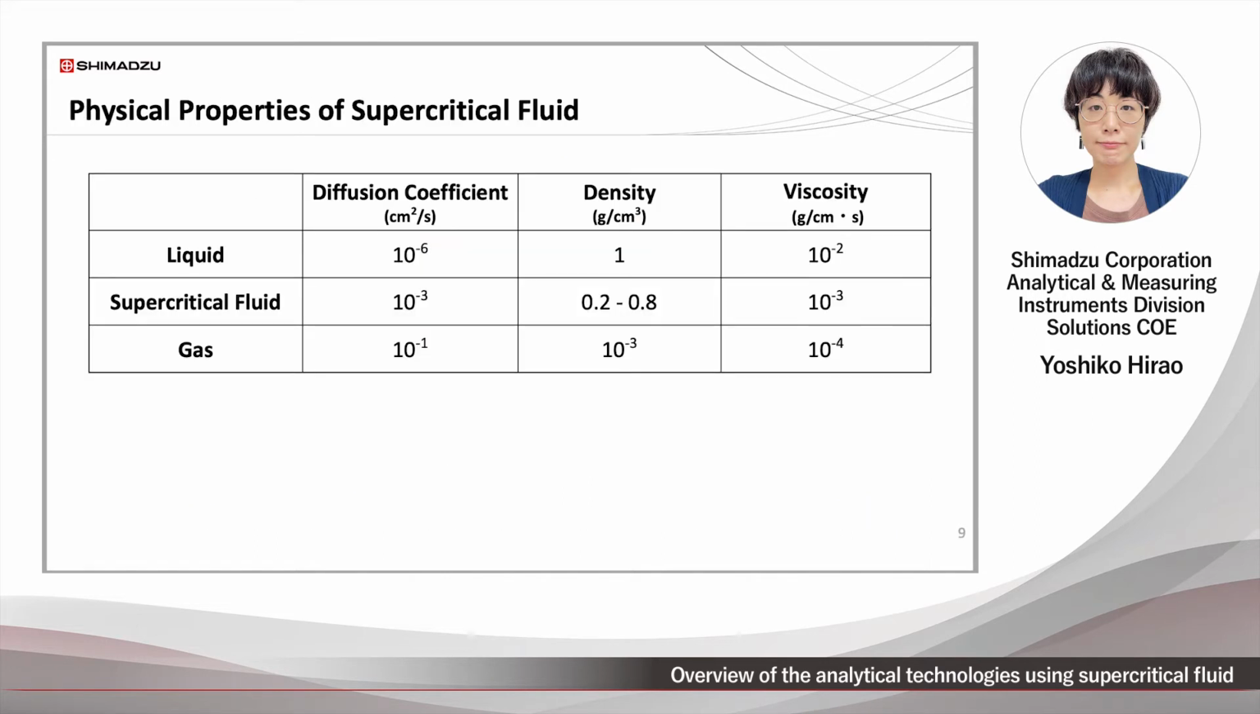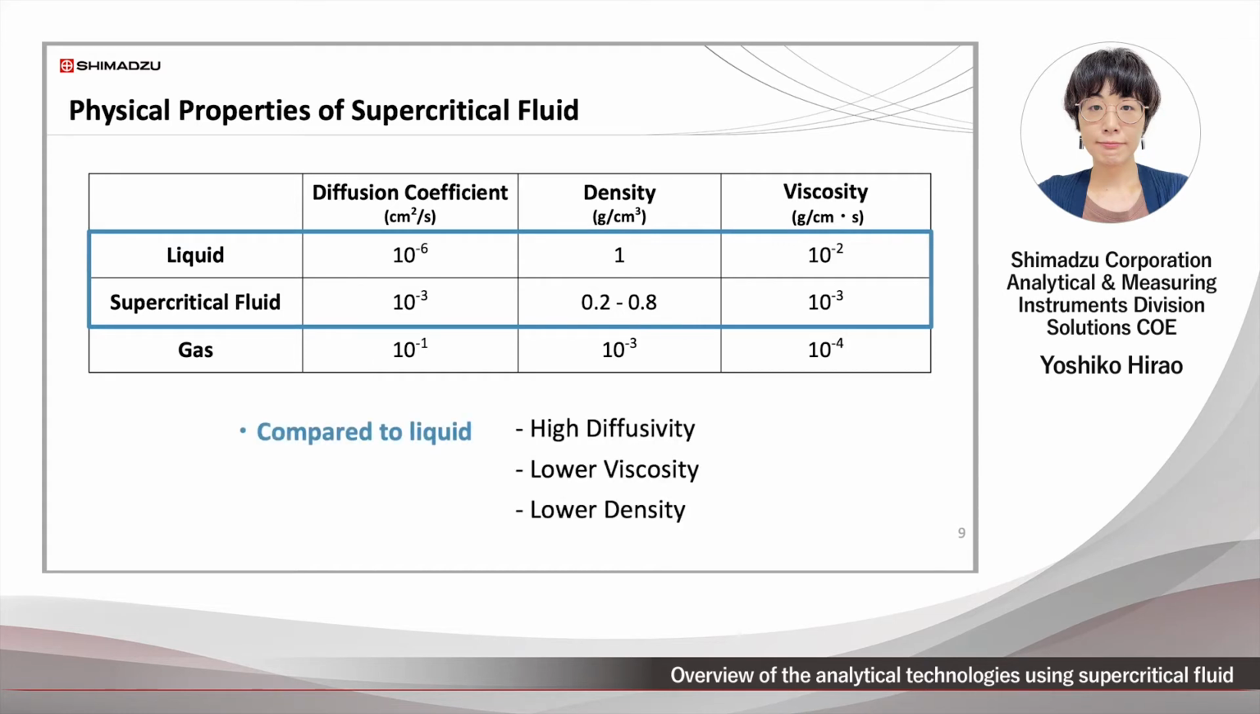Next, see the physical properties. The properties of a supercritical fluid are intermediate between those of liquids and gases. Compared to liquids, supercritical fluids have a higher diffusivity and lower viscosity and density.